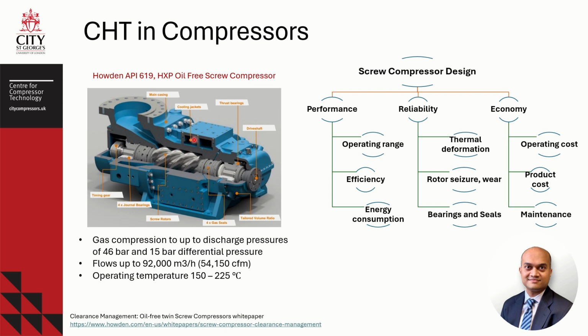Because this is an oil-free compressor, during compression there is high temperature rise. The gas can be compressed up to a discharge pressure of 46 bar, or with a 15 bar differential pressure in this unit. And the flow is also high, which can be up to 92,000 meter cube per hour. The designed operating temperature is in the range of 150 to 225 degrees Celsius in controlled conditions.